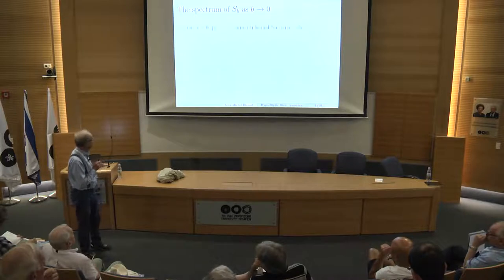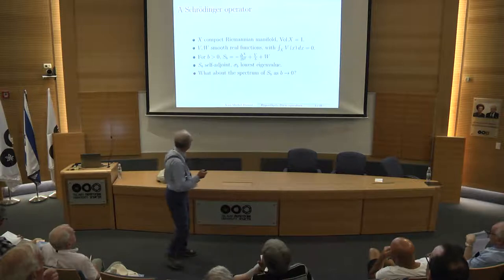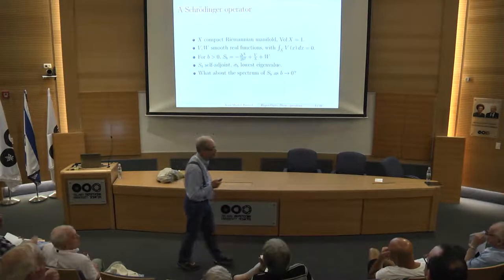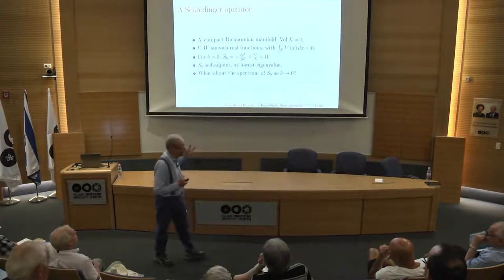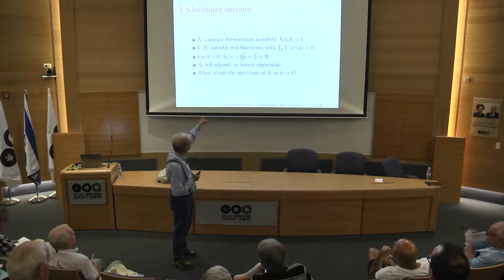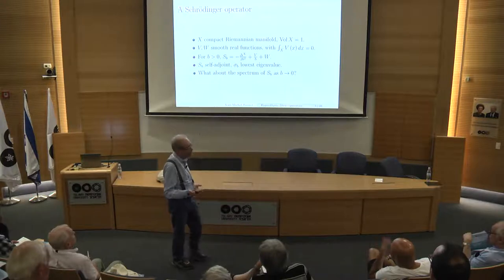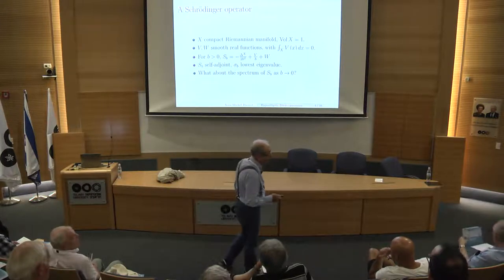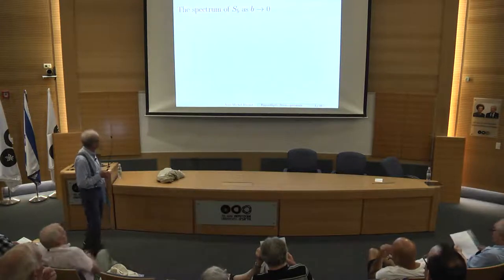What is the point of V having integral zero? What is the reason for that? Because if it were not zero, you would not have a limit of this operator as B tends to zero. If you just add to V a constant, then you have this constant over B, and this determines the behavior of the spectrum. So you do not necessarily have to consider the constants as being out of the game.